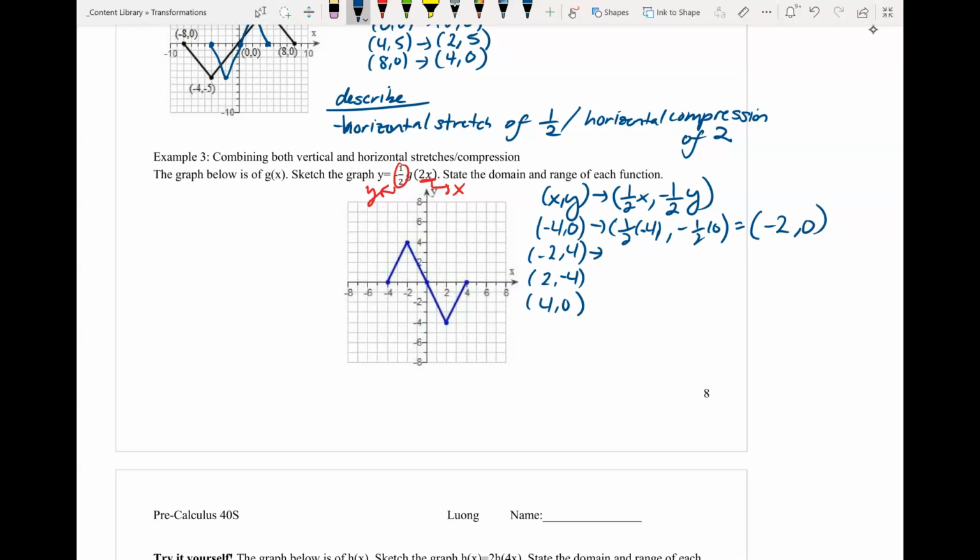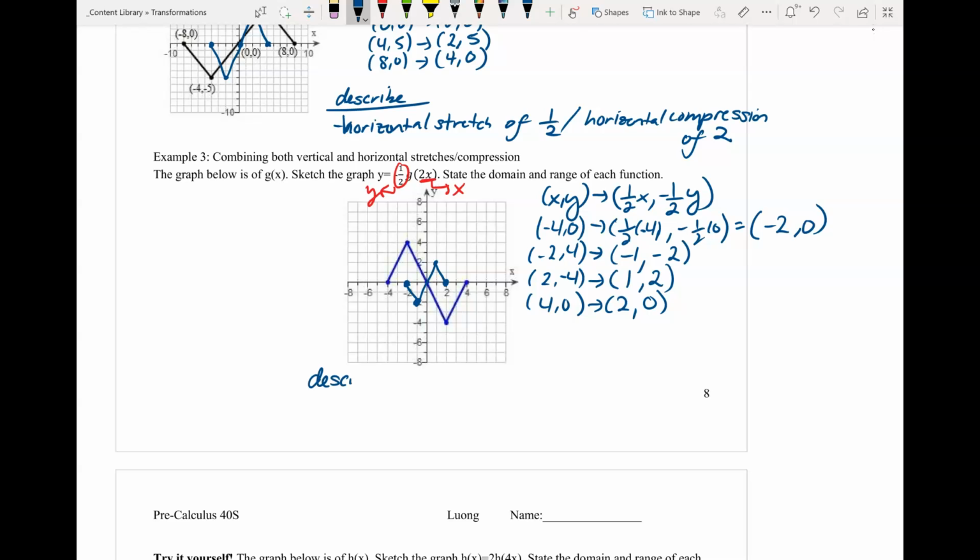Then we'll do it for the next point. -2 divided by 2 is -1. 4 times negative a half is -2. 2 times a half is 1. -4 times negative a half is +2. Lastly, a half times 4 is 2. 0 times negative a half is 0. Now we're going to graph these points and then connect them from left to right. That is our transformed graph.